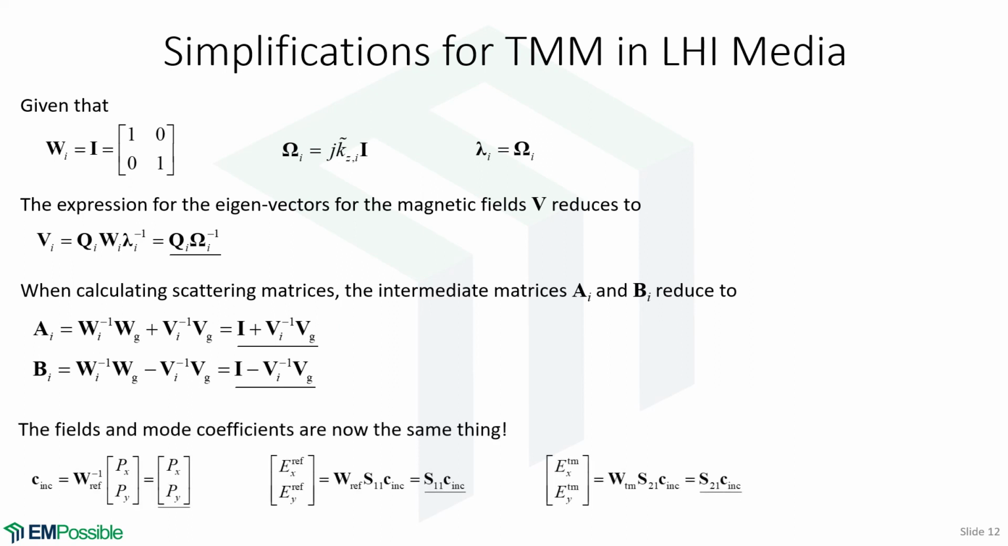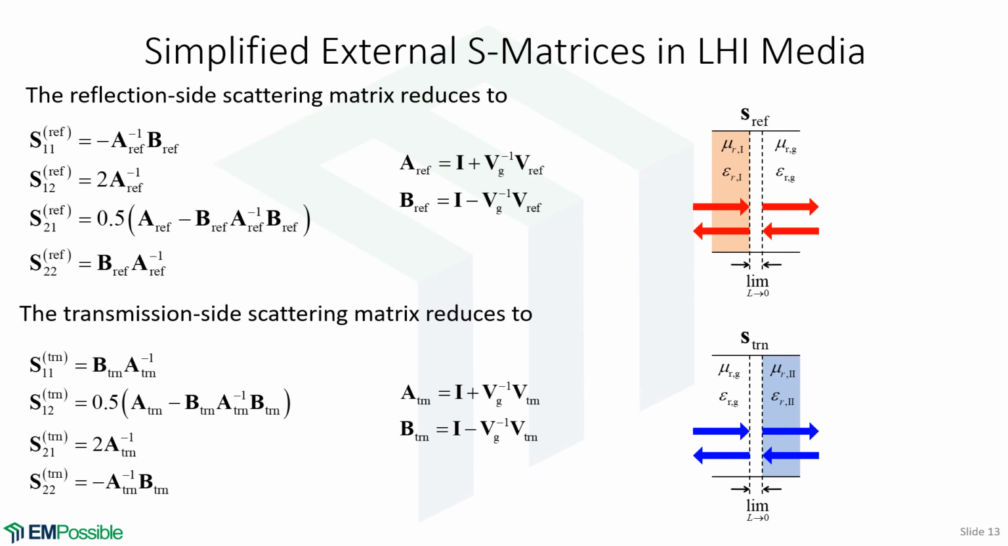Another really cool thing we'll also talk about in a little bit: the mode coefficients are the same as the fields. Remember, we convert back and forth through the W matrix. If the W matrix is the identity matrix, the fields and the mode coefficients are the same thing in our transfer matrix method. Our expressions for the reflection side and transmission side scattering matrices that connect us to the outside world simplify a little bit because the W's are the identity matrix.